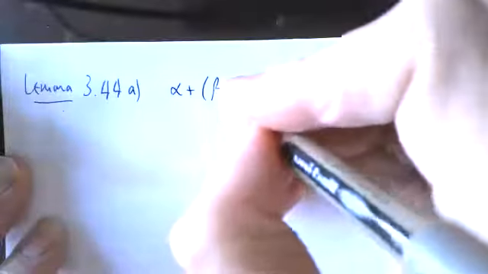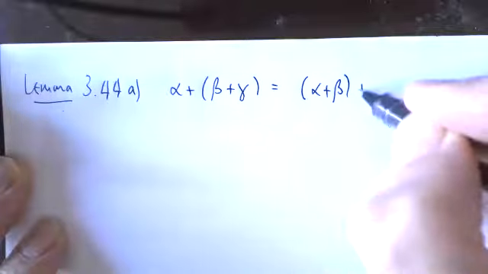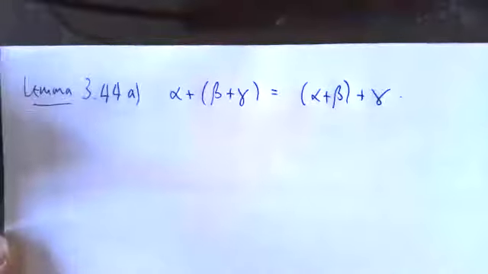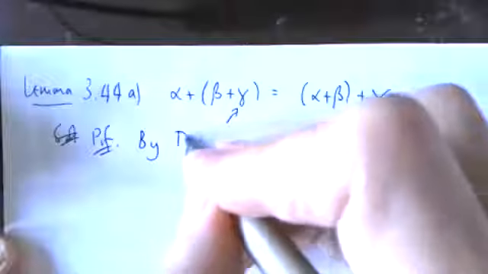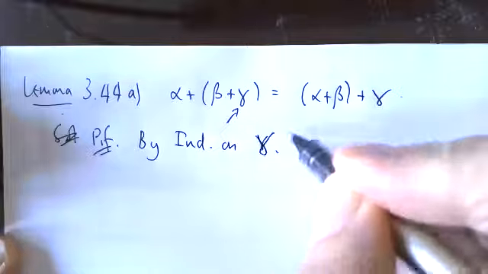Okay, so I'm going to look at 3.44, which is on page 37, and let's look at part A. So it's an associative law. And as I keep saying, we prove this by induction, and I suggest using the last variable that appears. So here's the proof. I'd say by induction on gamma.